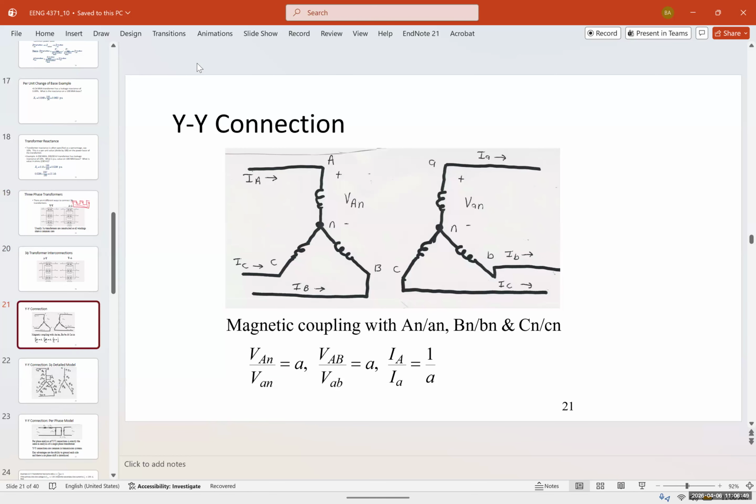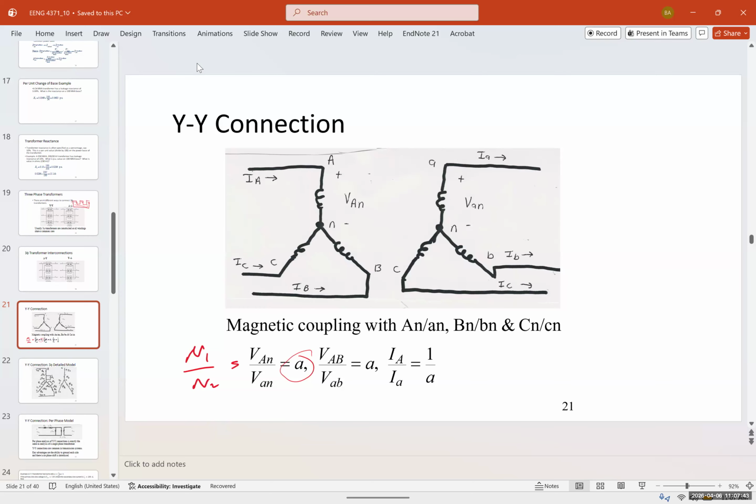Now, the YY connection, as mentioned, is like a single-phase transformer. In a single-phase transformer, the turn ratio determines the primary and the secondary voltage ratio as well. So again, the same as a single phase, VAN to Van, the primary capital and the secondary lowercase, the ratio is equal to a, which is our turn ratio. In other words, it's N1 over N2. And it's the same for VAB and Vab and so on. And the current ratio is the opposite, 1 over a.